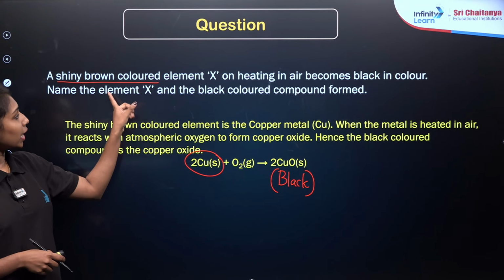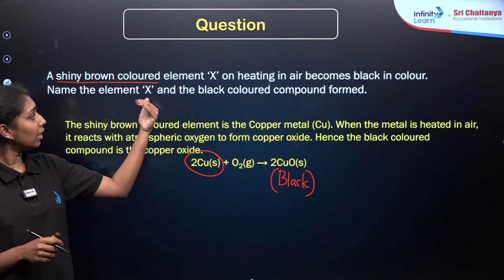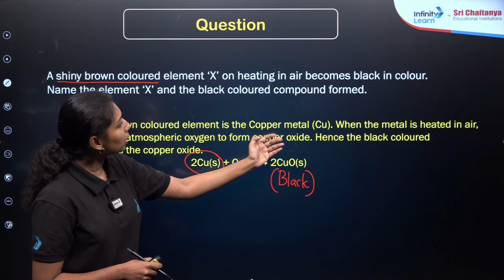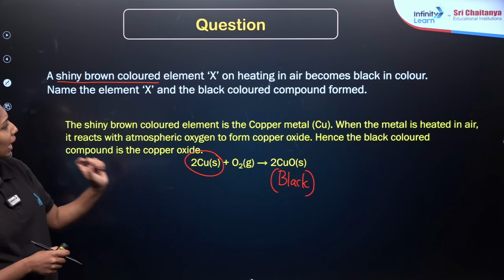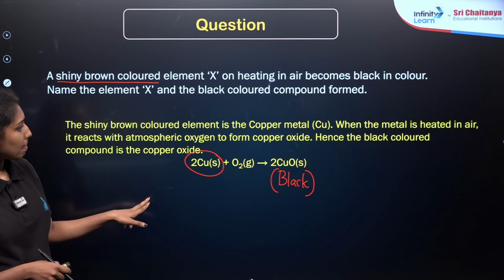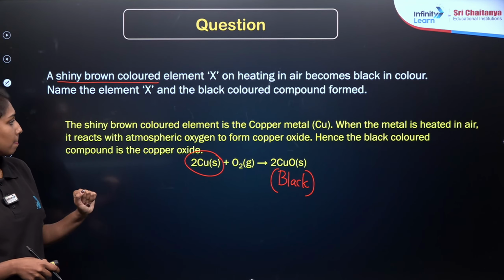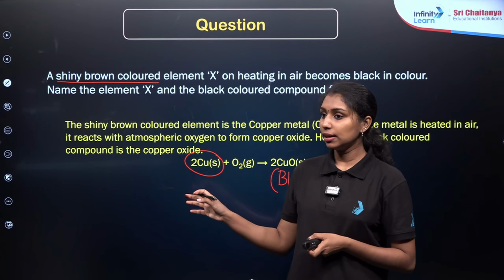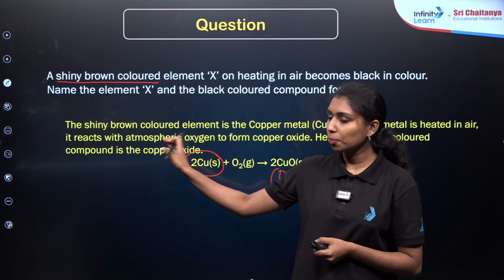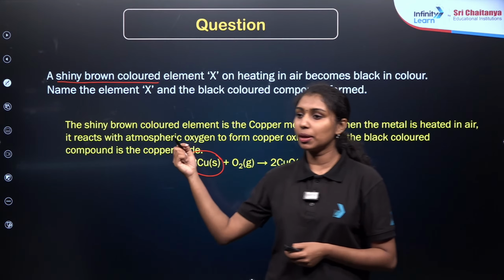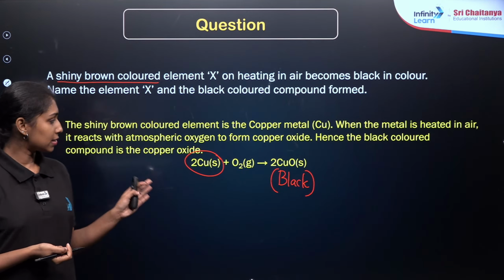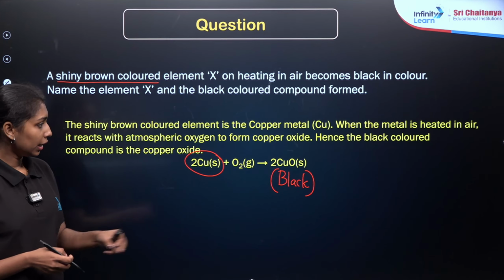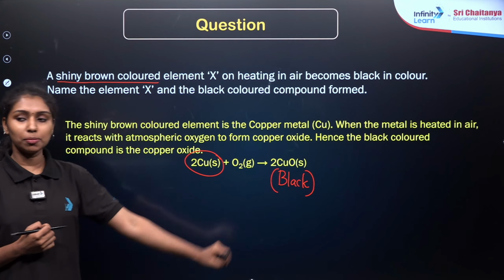What is our question? A shiny brown colored element. It will be a metal, right? So this metal will be treating in air to form the corresponding oxide that will be having the black color. Is that clear? In the case of silver, it is not the shiny brown color. It will be having a silvery white color. Here the copper oxide, CuO, will be having the black color.